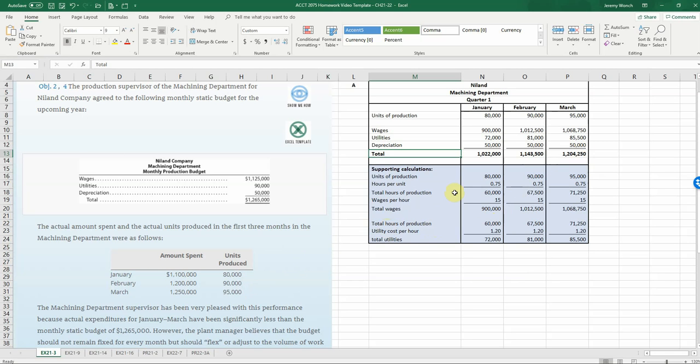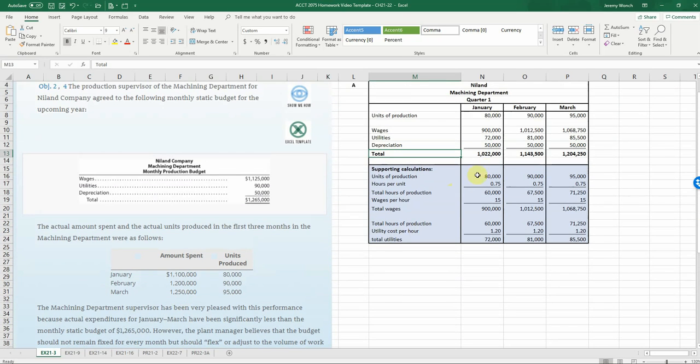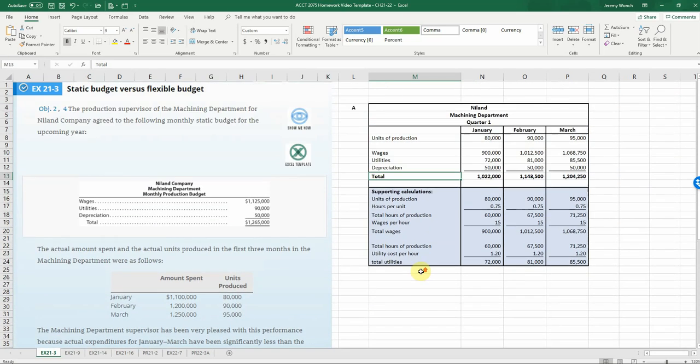So when we plug in the actual units, our cost that we actually, I'm sorry, that's backwards. So our flexible budget is actually lower than what we actually spent. So what we actually did was we spent more. So really, if we would have managed our cost well, we would have only spent like 1,022,000, where here we actually spent 1.1 million. So they actually did not manage their costs quite as well as they possibly could have.